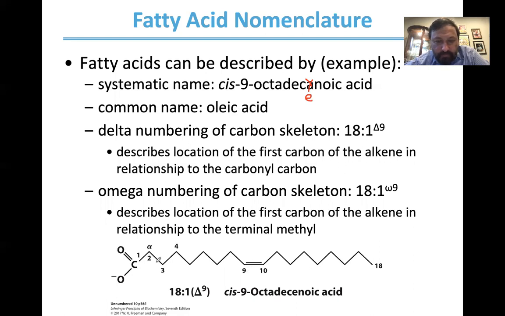And then you count the number of carbons starting from the carbonyl: 1, 2, 3, 4, 5, 9. So it's a cis-9 octadecenoic acid. Now there's an alternative way to do that. There's a common name, oleic acid, that it acquired at some point. And there's also delta numbering of the carbon skeleton. It turns out that it's important that there are double bonds at position 3, 1, 2, 3. These types of fatty acids cannot be synthesized, but they're very useful for us.